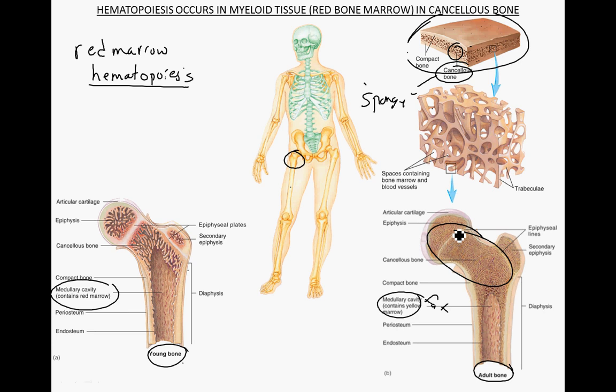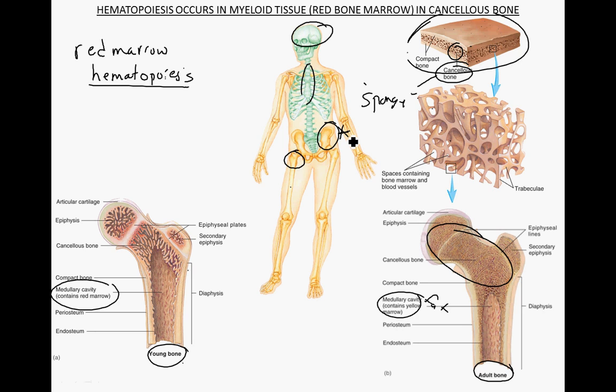But the primary location in the adult is where the flat bones are. So you have lots of red marrow in the bones of the skull, in the sternum, and then also the hip area. And of those three, the hip area is where, if you were doing a bone marrow transplant, you would be taking it from the hip area right there. Okay, so this is where those cells that are going to be undergoing hematopoiesis are going to be located.